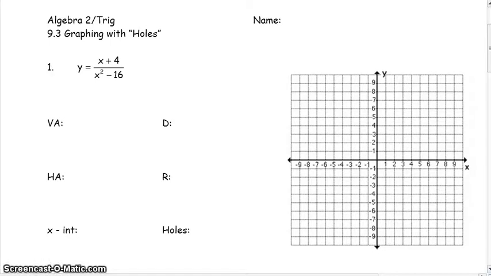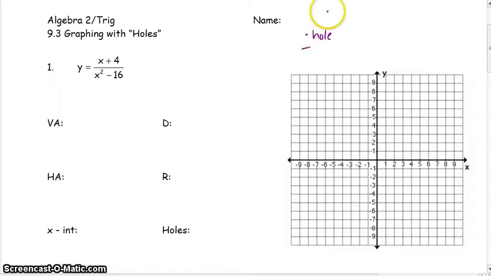So all we're doing for this section is expanding on what we've been doing with graphing our functions and taking it a step further and graphing with our holes. A hole is just a spot in the graph that isn't plotted. It's not on the graph anymore.